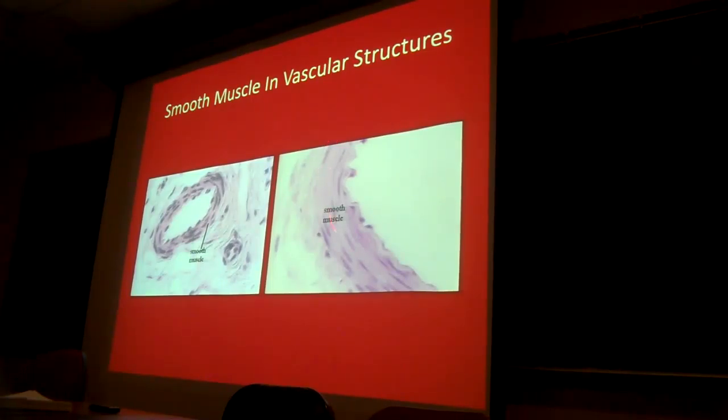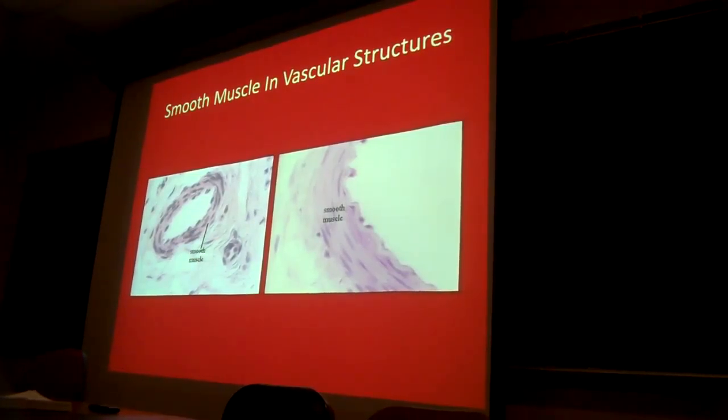But these are smaller arteries. We don't have a lot of smooth muscle, say, in the aorta, because we don't need that to constrict. These are the small ones out in your fat and in your skin and your muscles. They control the blood flow through those tissues, and you get opposite effects.